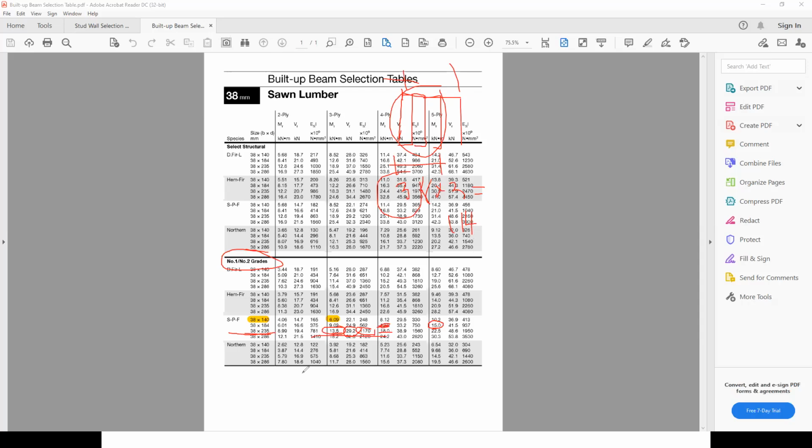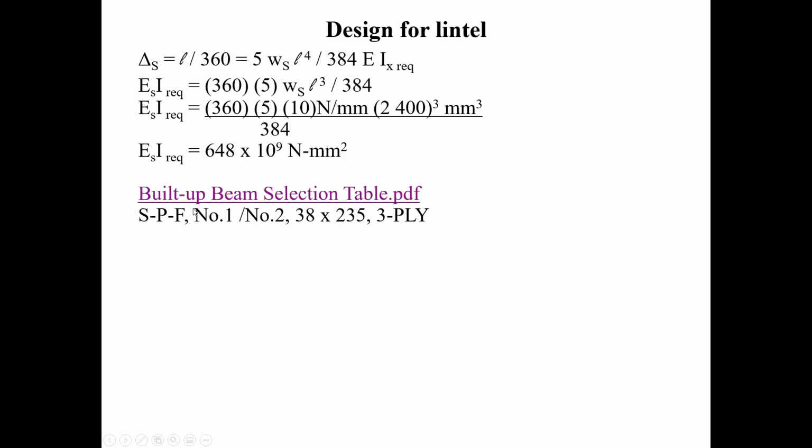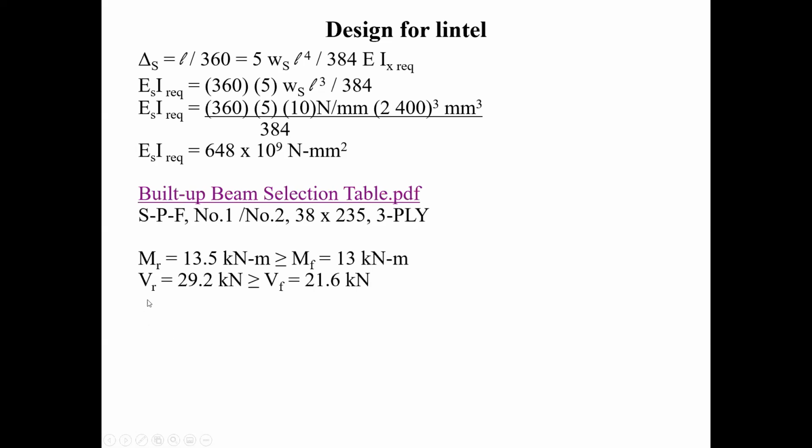So that built-up beam would be SPF number 1, number 2, 38 by 143 ply, and of course you would write down all the MR values. Okay, I hope you guys understood what I meant by the 3-ply would fit nicely into a wall that's 140 millimeters wide, which is the width of a 2x6, and therefore that would be a good choice. And therefore SPF number 1, 38 3-ply, MR 13 is greater than 13, great, that's all I need. And VR is greater than VF, perfect. And of course the ESI, it's almost twice. That means the deflection would be just maybe L over 720, which is really, really good. So that would be nice.